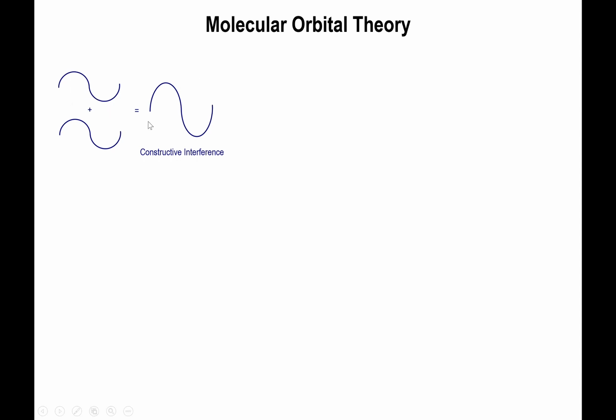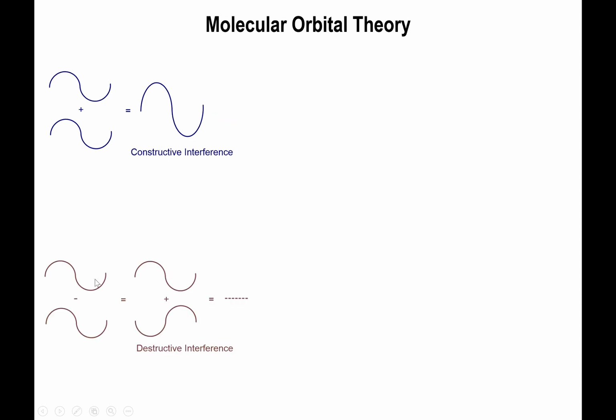Now, one thing to be aware of is that when you have two waves coming in contact with each other, if they do so in phase with each other, meaning that crests line up with crests and troughs line up with troughs, you end up creating a wave that has greater amplitude. But when the waves are out of phase with each other, they end up canceling each other out in terms of the amplitude, and you have a destructive interference.